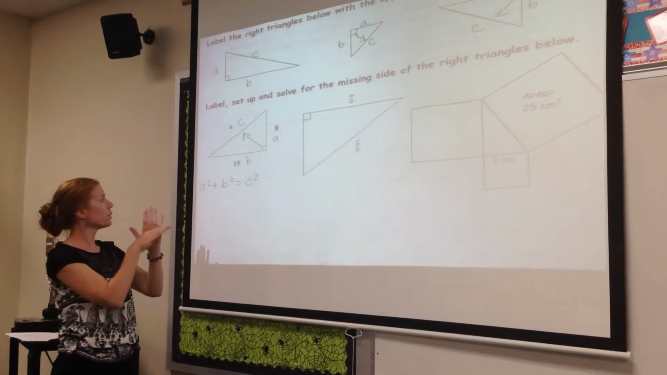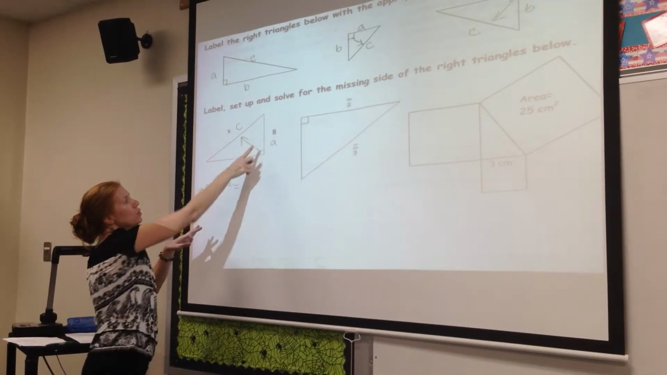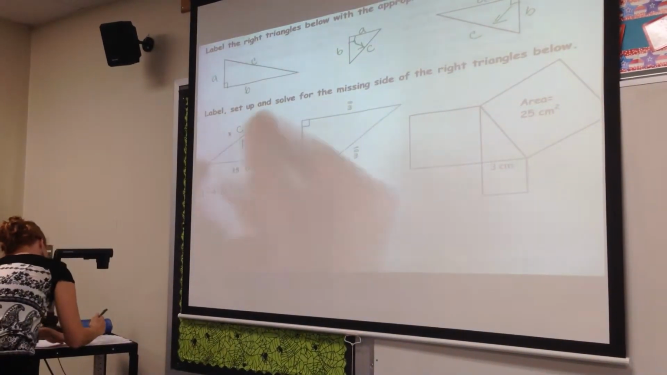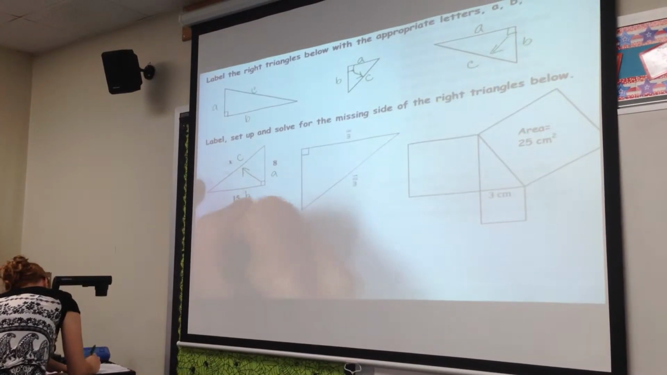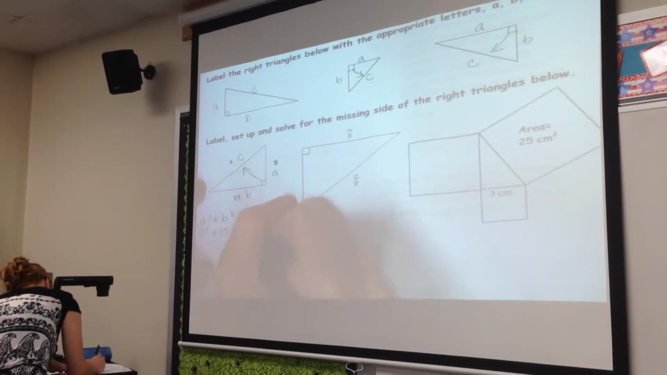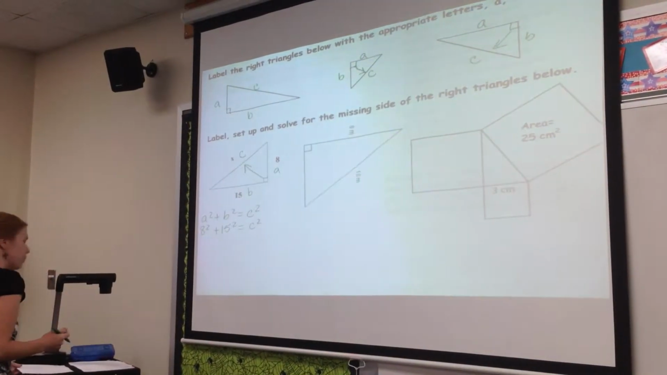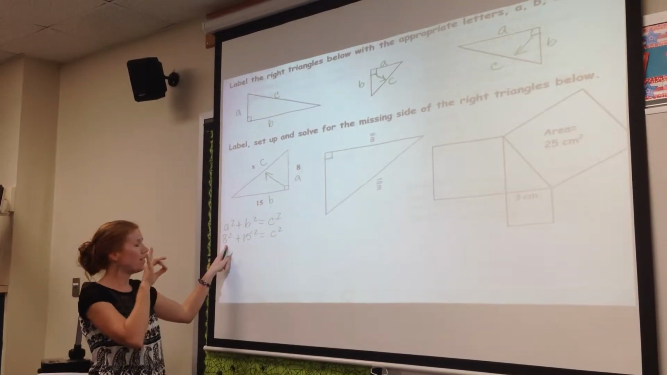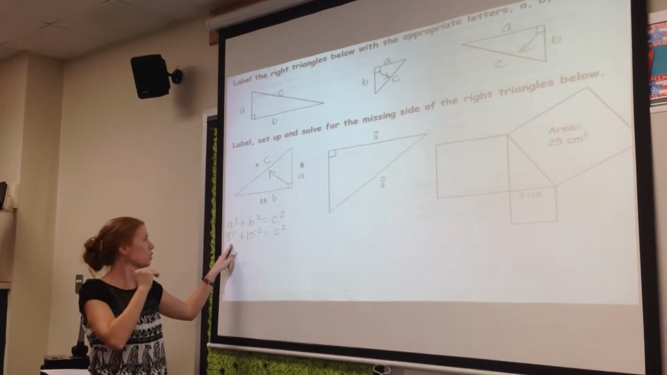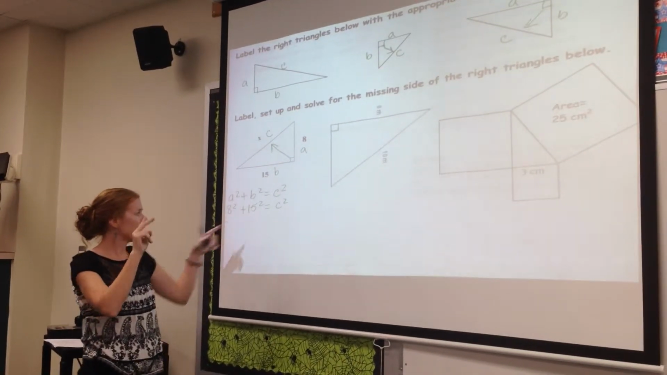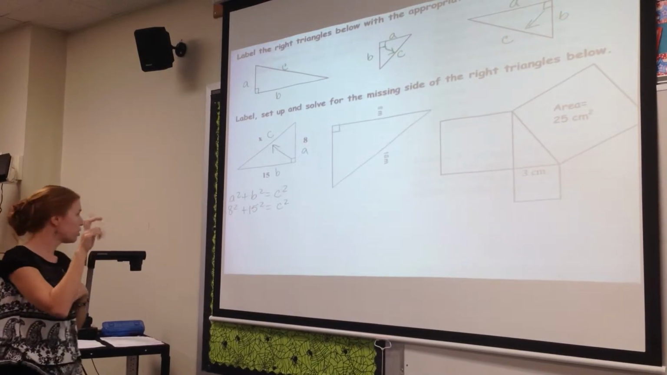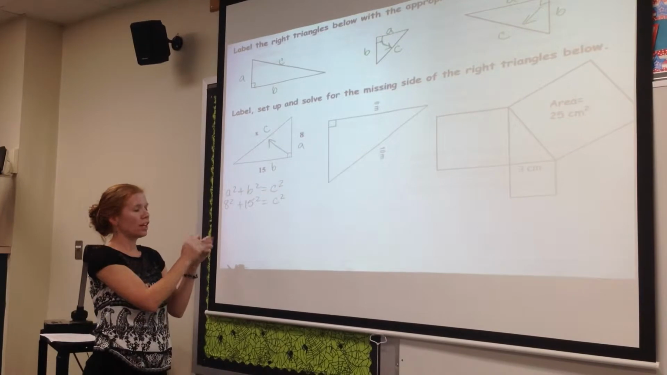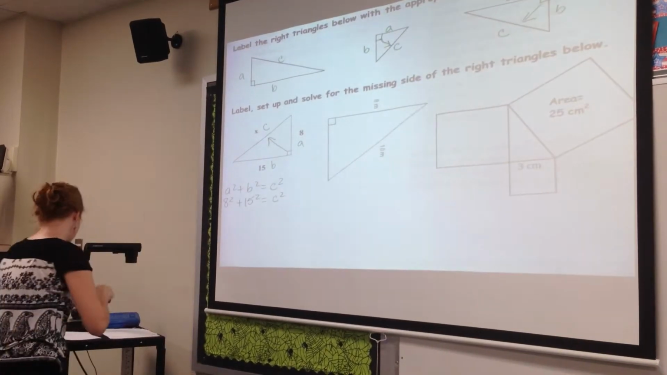Now I put down my formula and then substitute the numbers inside. Okay, now it's simple. All I need to do is solve for 8 squared. I know that equals 64. And then 15 squared equals 225. And then I'm going to add them together, and that will equal C squared.